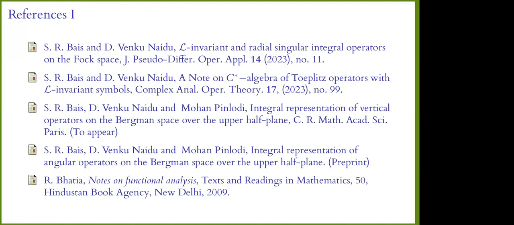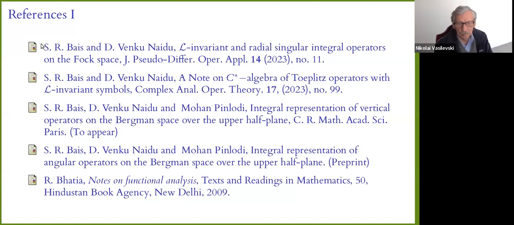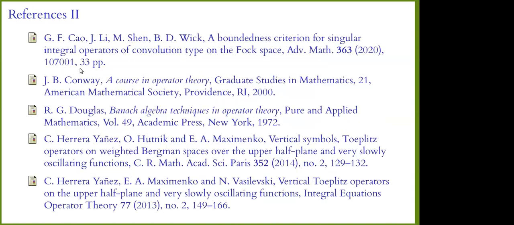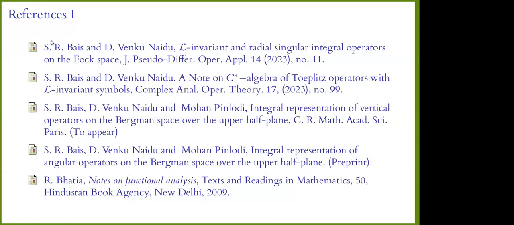So these are the references. In the first two references, we consider a similar class of integral operators on the Fock space of dimension n, and we showed that in fact those integral operators overlap with the class of L invariant operators and separately radial operators on the Fock space. Now in the third paper, we actually give the integral representation of vertical operators.